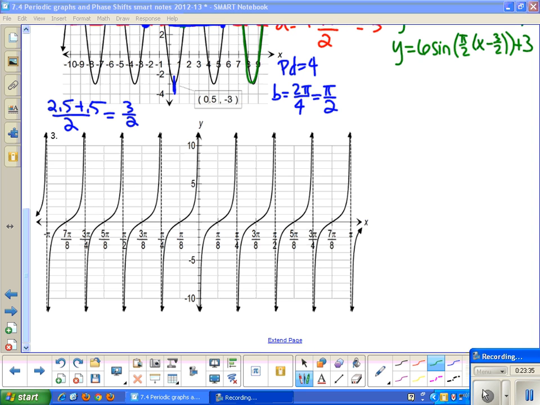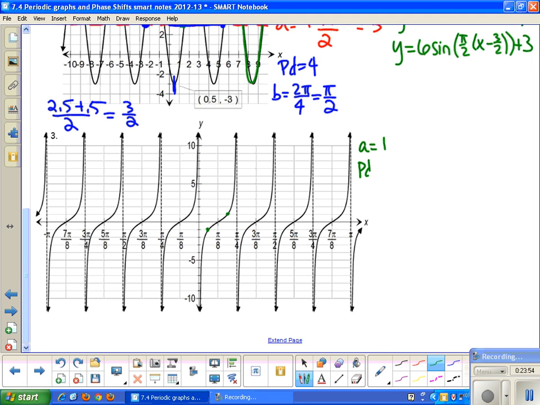So for this graph, if I look at it, the amplitude, remember for tangent, we don't have one. So then usually just look at the values in between here and here to look to see where it's at. So notice that value here is at 1 and this one's at -1, which tells me I don't have a vertical shift. So my a value for tangent is going to be 1.